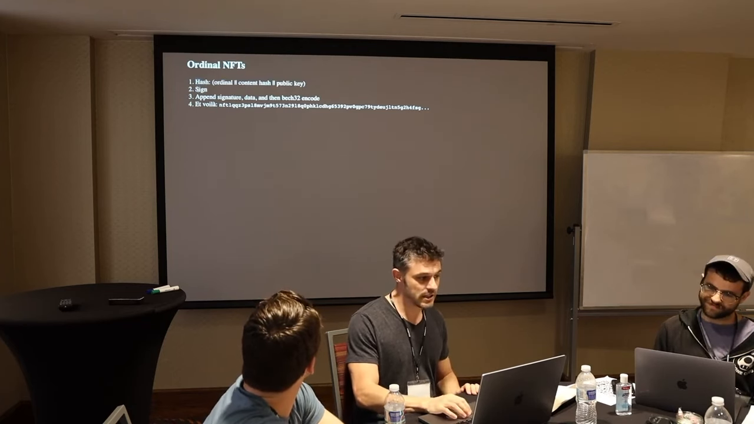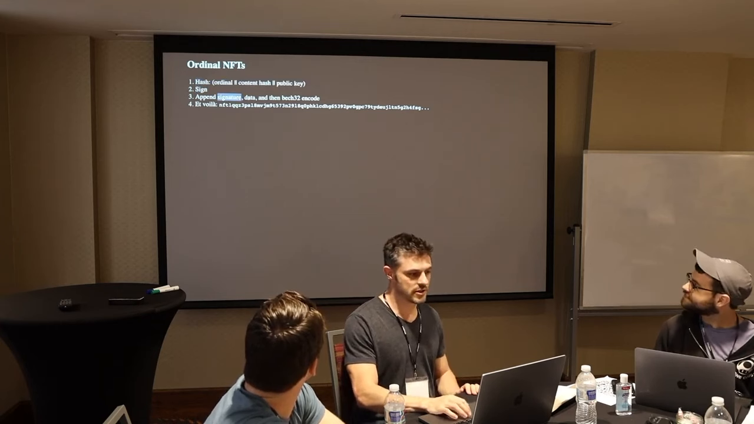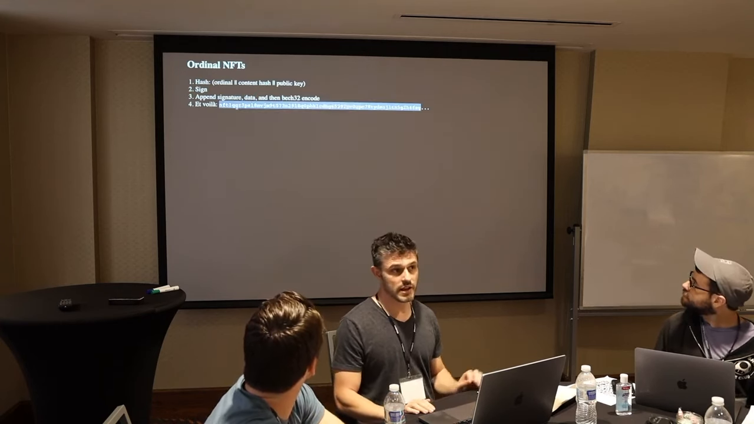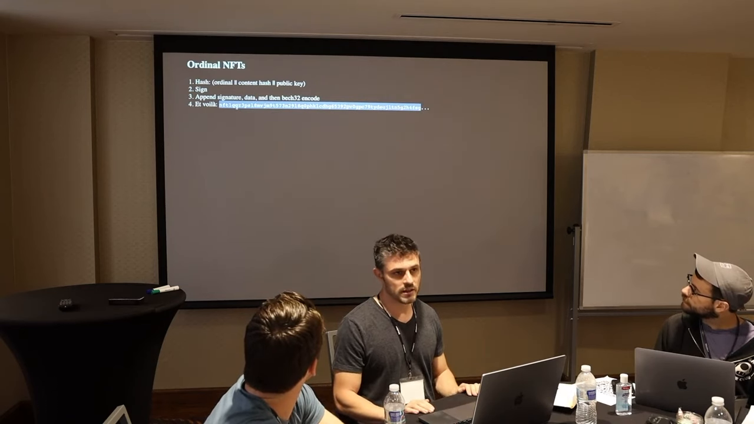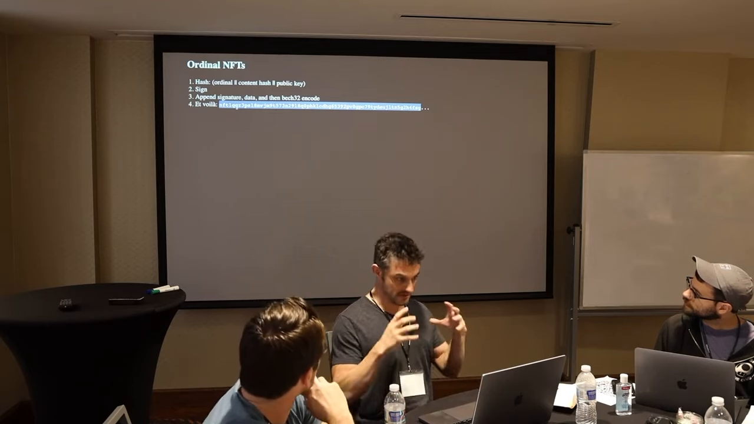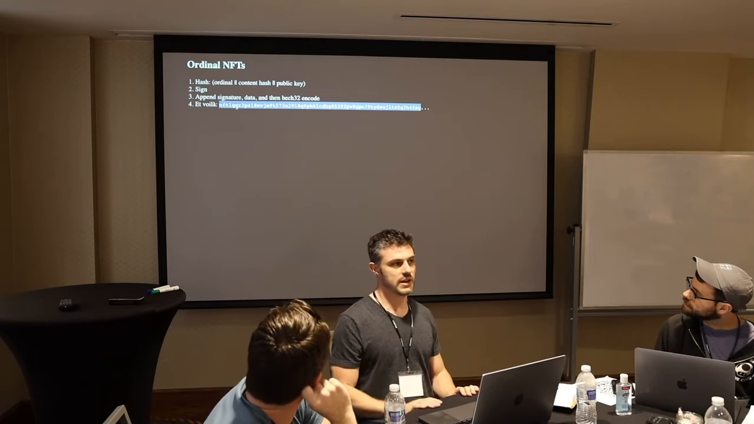Yep. So you hash it, you sign it, and then you append the signature and the data, and then you Bech32 encode. This is what an ordinal NFT looks like, and it's completely off-chain. It's private to the people who issue it. You don't need to put it on-chain. You just have this file that encodes the meaning of the NFT, and then you can track who owns it by looking at the ordinal number.